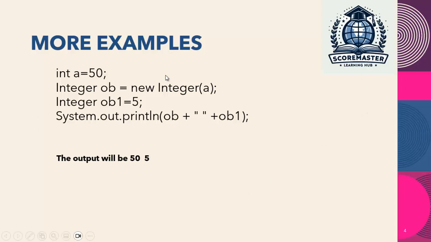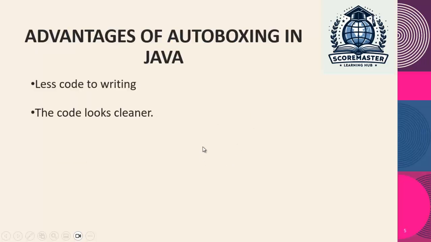More examples are this. You can just go through here, and 50 is here and 50 is now transferred to ob, and here ob1 I am just giving as 5. So when I print ob and ob1, it is 50 and 5. Advantages of autoboxing are less code to write and the code looks cleaner.